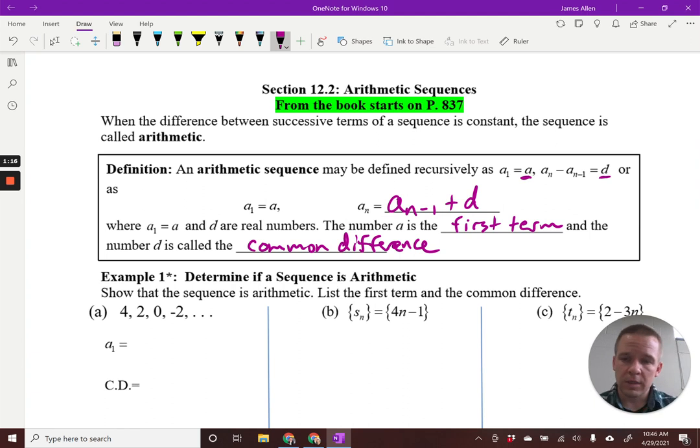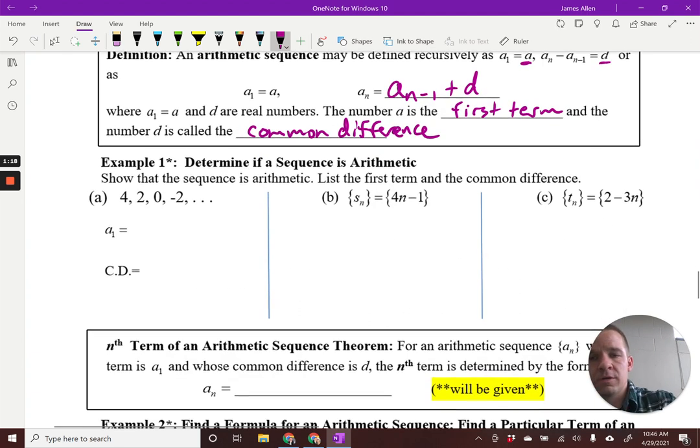So let's see here. First, I want to show the sequence is arithmetic. Well, I can see I'm going down by 2, and I'm going down by 2 again, and down by 2 again. Cool. That's arithmetic, right? It's the same difference each time. My first term is 4. My common difference is -2.